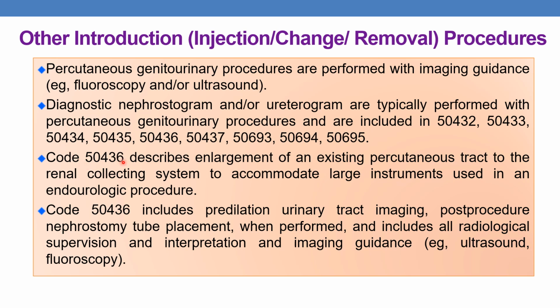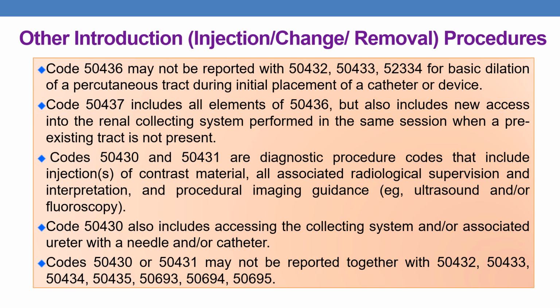And the code 50436 describes enlargement of an existing percutaneous tract to the renal collecting system to accommodate large instruments used in an endourologic procedure. This includes predilating the urinary tract, imaging, post-procedure nephrostomy tube placement when performed, and includes all radiological supervision and interpretation and imaging guidance, for example ultrasound or fluoroscopy. CPT 50436 may not be reported with 50432, 33, 34 for basic dilation of a percutaneous tract during initial placement of a catheter or device.